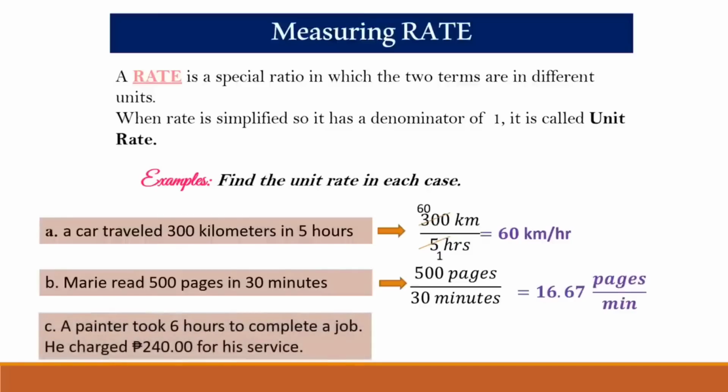And lastly, a painter took 6 hours to complete a job. He charged 240 pesos for his service. Let us find the unit rate. And to do that, we just write it in fractions. So the amount he charged over the number of hours he completed the job. So we have 240 pesos divided by 6 hours. When we divide that, the result is 40 pesos per hour. It means that his service is 40 pesos per hour.